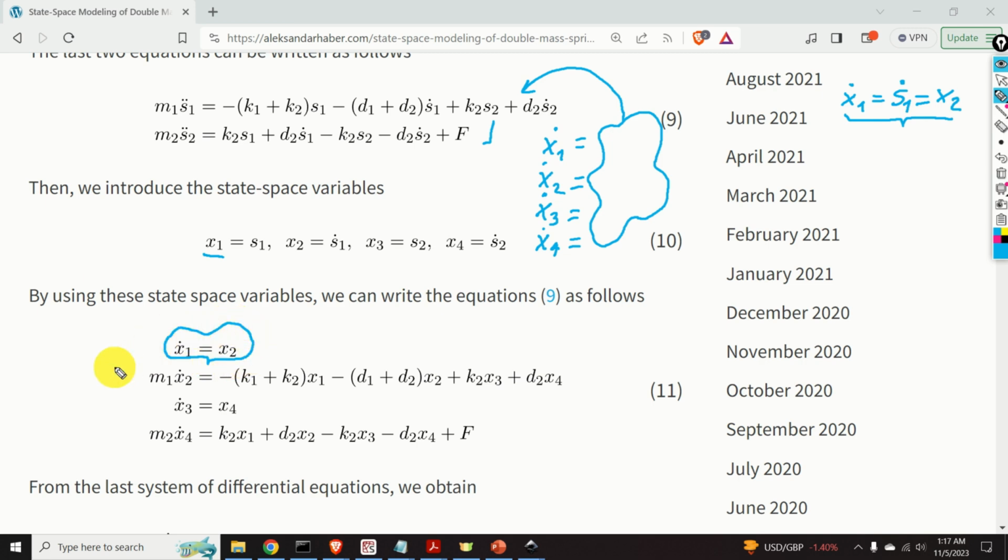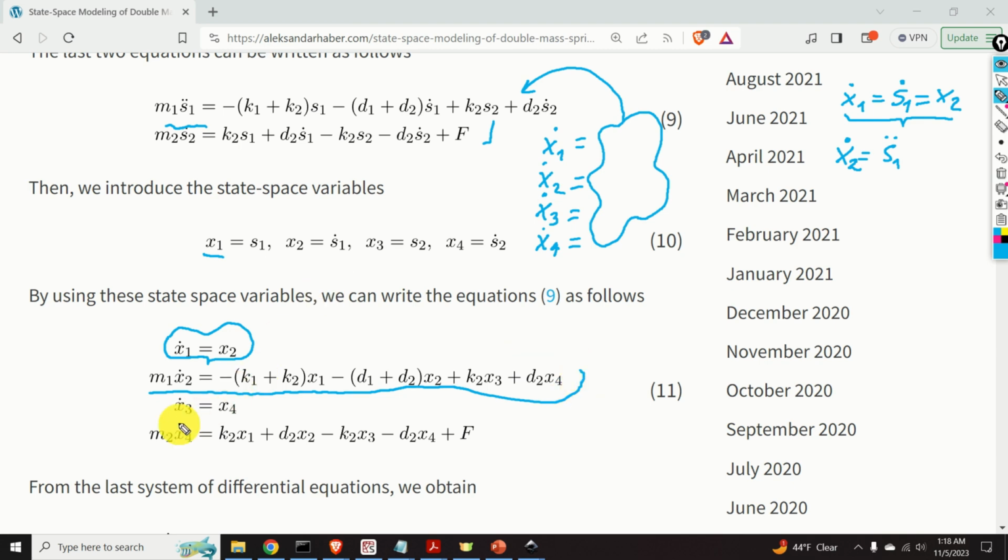What happens with the second equation? The second equation should be x2 dot should be equal to something. Right. Let's see what's happening over here. If we take the first derivative of x2, we will obtain s1 double dot. Perfect. However, from this equation, we can actually express s1 double dot like this. And then by substituting x1, x2, x3, and x4 for s1, s1 dot, s2, and s2 dot in this equation, we will obtain this equation.